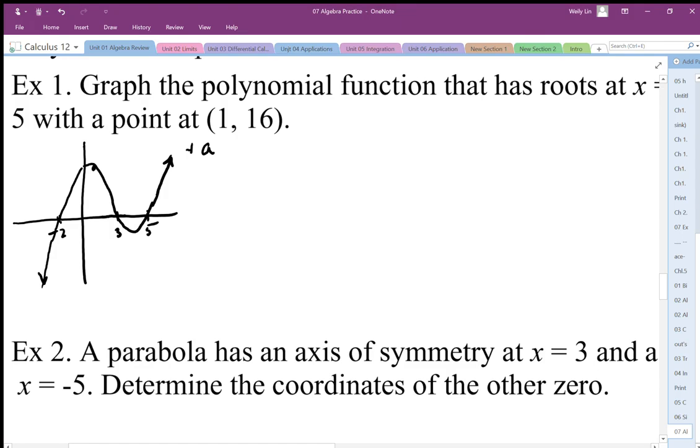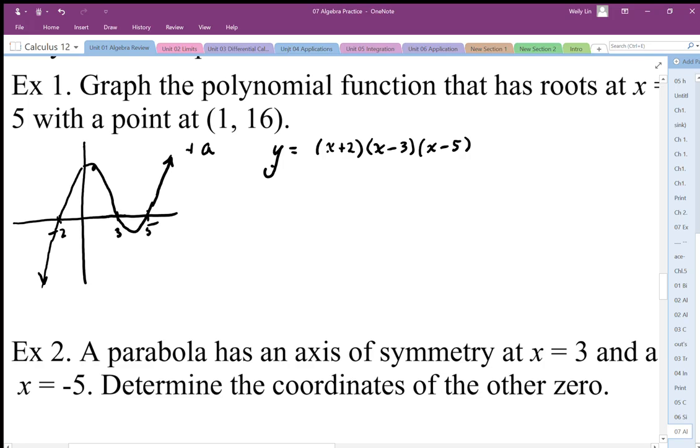Okay, but we don't really even need to know that. We just need to figure out what this function looks like. And to do that, we want to set it up in factored form. So we have x plus 2, x minus 3, and we also have x minus 5.